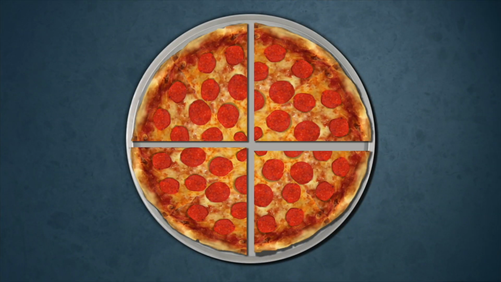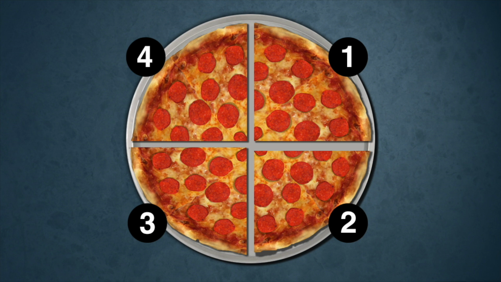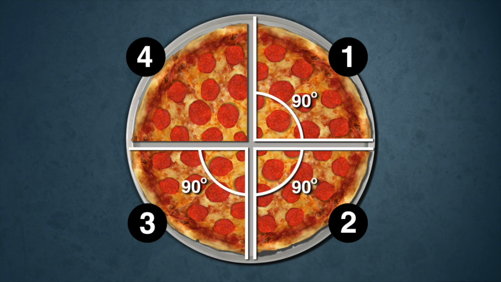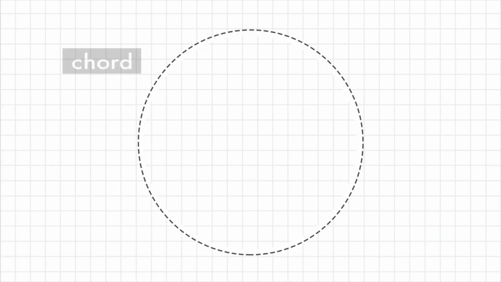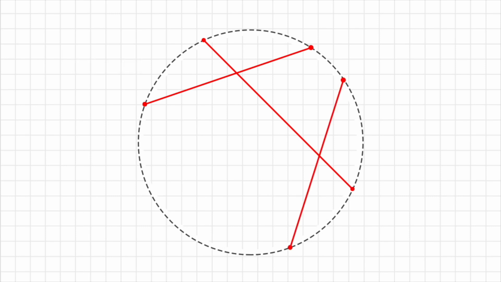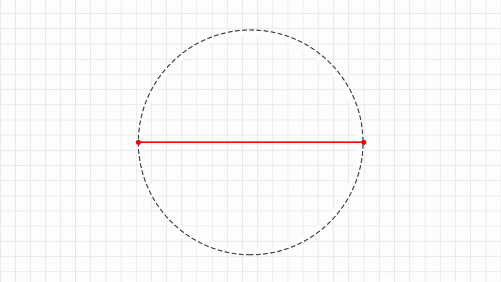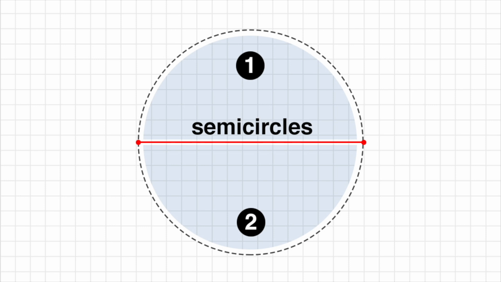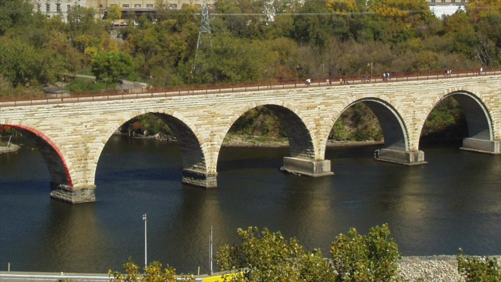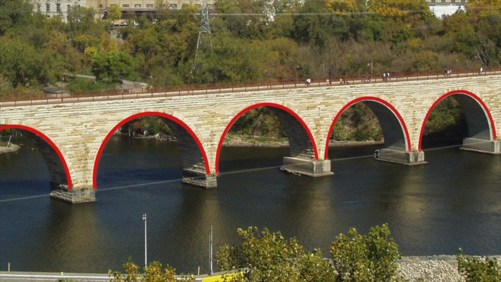Each piece of a pizza sliced into 4 is a sector. Each pizza slice has a 90-degree angle at the circle center. A chord is a line that touches any 2 points on a circle's circumference. A chord that intersects the circle's center bisects the circle, forming 2 semicircles. A chord creates a circle segment. The arches of this bridge are circle segments.